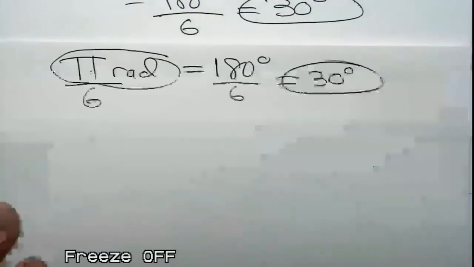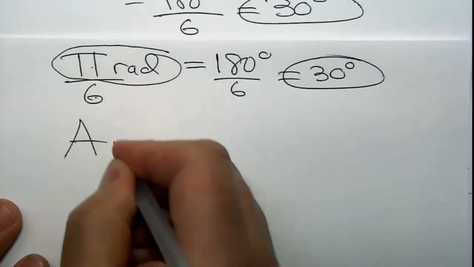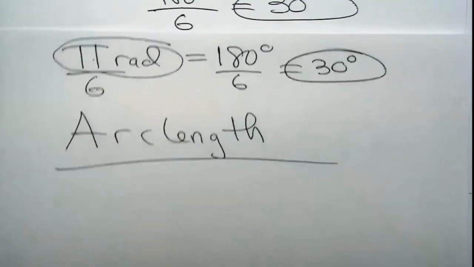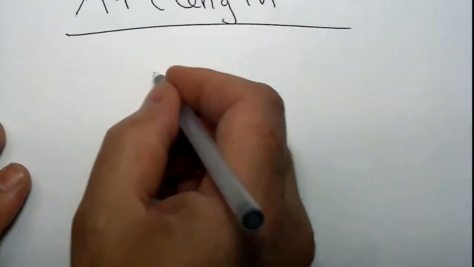The last thing we'll talk about in this video is the arc length formula. Now, the arc length formula is one of the easiest formulas in trigonometry, although it's often misused. So let's talk about what arc length is and how to use this arc length formula. So arc length. The arc length is a piece or just a component of the circumference of a circle.